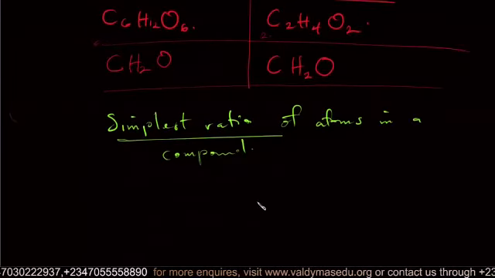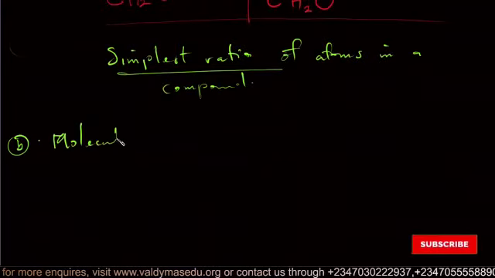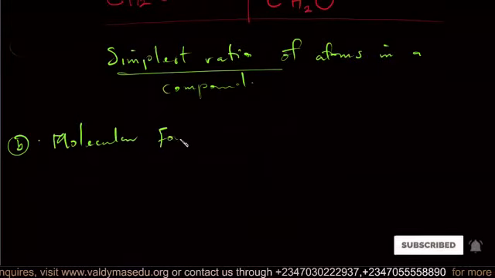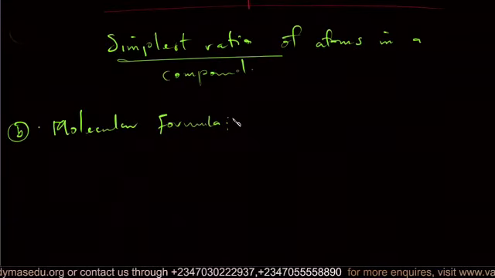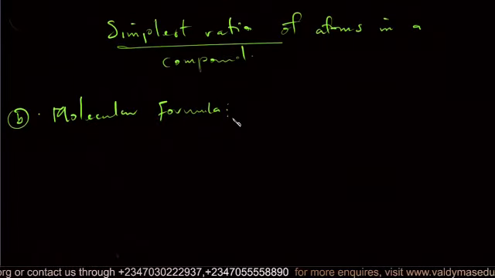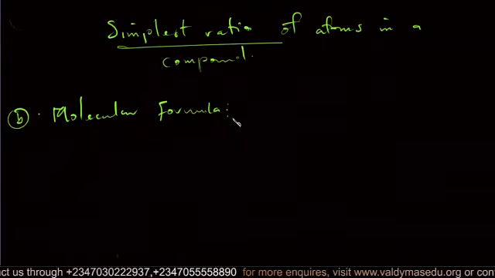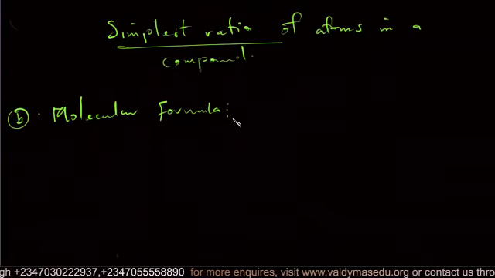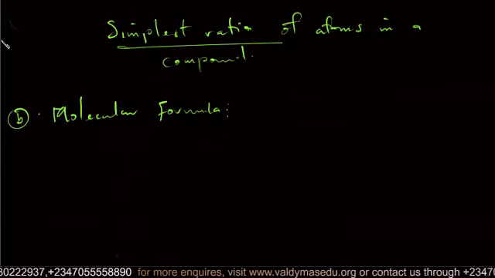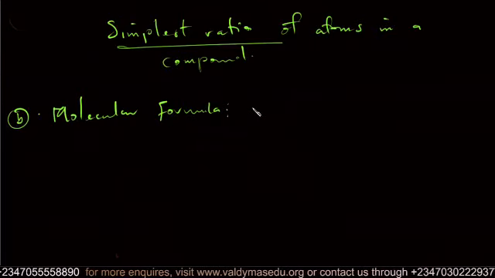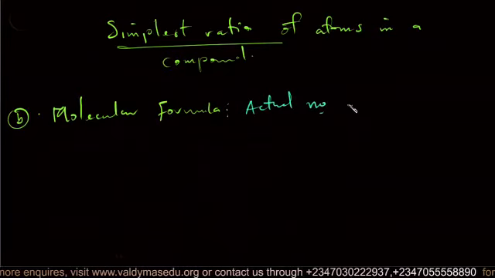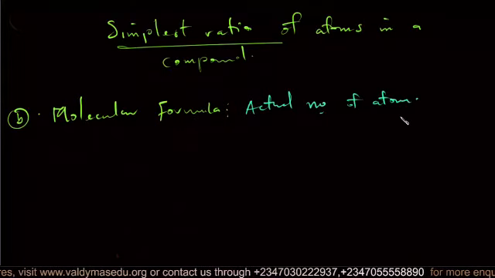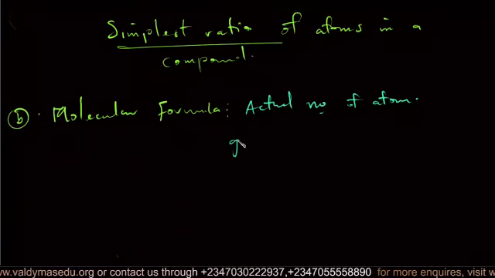So we are going to examine the second formula, B. The second formula is molecular formula. What is the molecular formula? The molecular formula of a compound shows the actual number of atoms of each element present in the molecule. So the main thing about molecular formula is that it represents the actual number of atoms, like glucose.